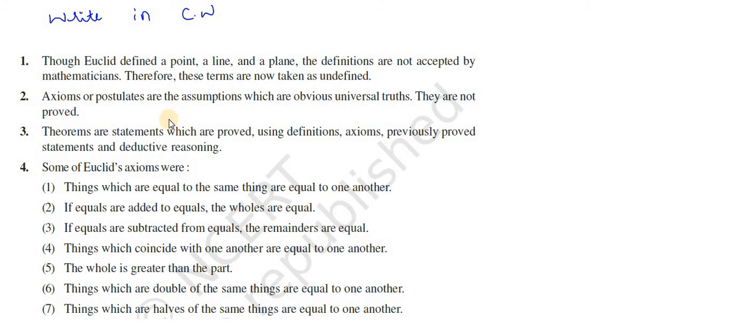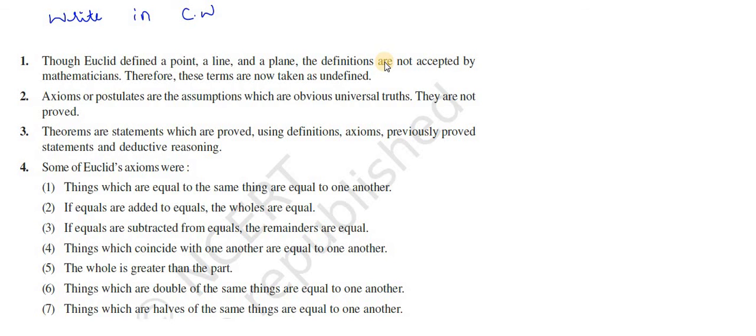Mention today's date and write. I have briefly written what we studied today. Euclid defined a point, line, and plane, but those definitions are not accepted by mathematicians. Therefore these are taken as undefined terms. In the examination, for a 1 mark question, which are the undefined terms in Euclid geometry? The undefined terms are nothing but point, line, and plane.